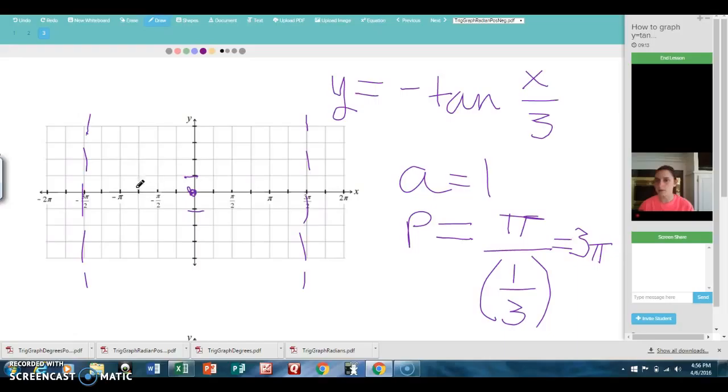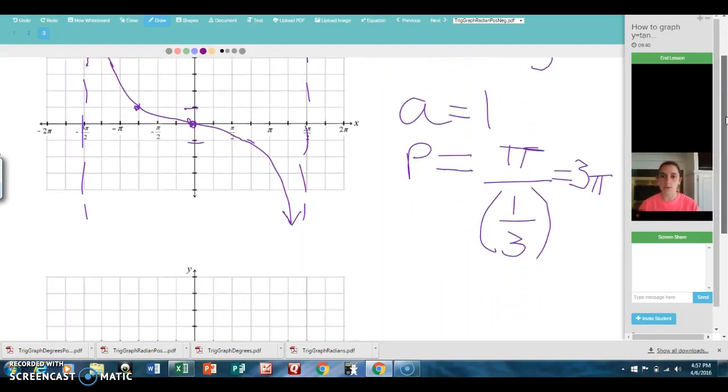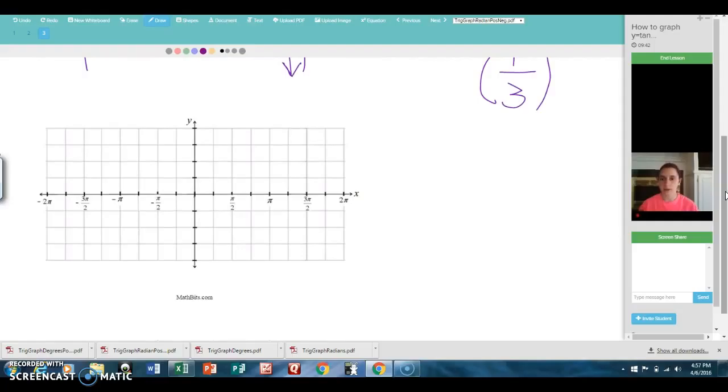Let's see, 1, 2, 3. I think that's going to be right around here. And right around here. There we go. And then we just draw it in. So this guy got really wide, and it's going in the opposite direction. It looks like cotangent, but cotangent wouldn't go through the origin unless it was shifted. So let's do one more example, and then we'll be done. Let's take a look at cotangent now.